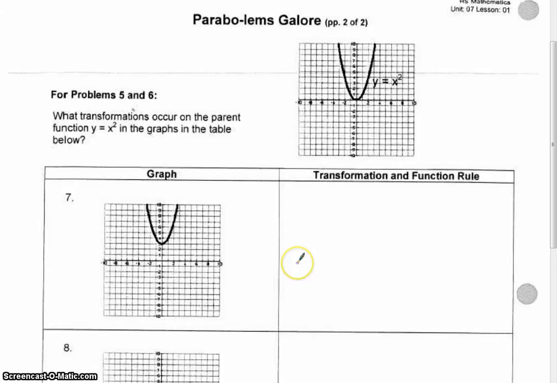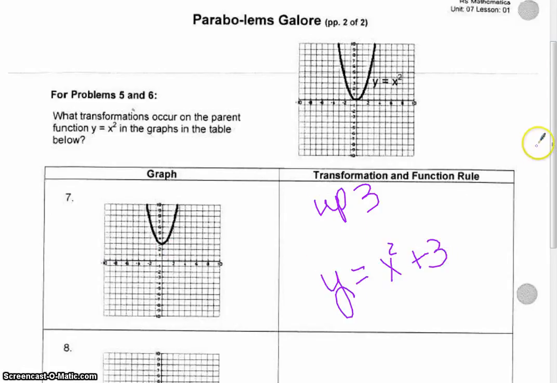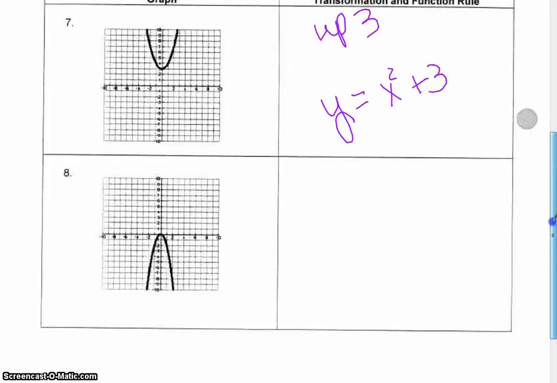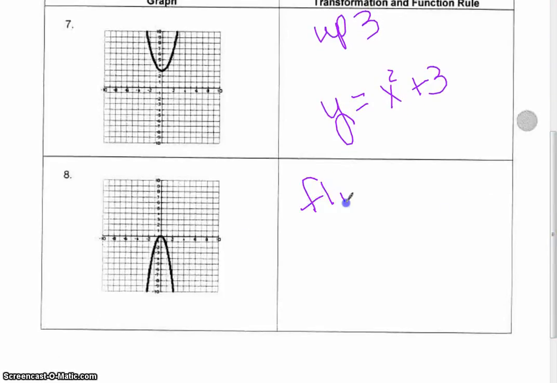Looking at the last page, we have problems 5 and 6 using the graph. What transformations occur on the parent function? Look at your graph and see what happened. Well, my vertex went from the origin to 3, so it went up 3. It did not go left or right. If I go over 1, up 1, I'm on the line, so it did not get wide or narrow, and it did not flip. So it's y is equal to x squared plus 3, because up 3 means you added at the end.